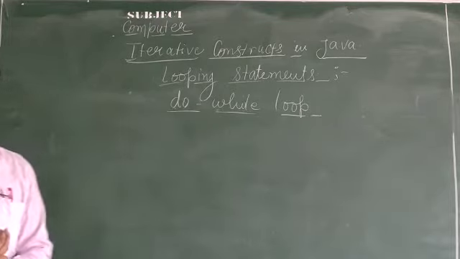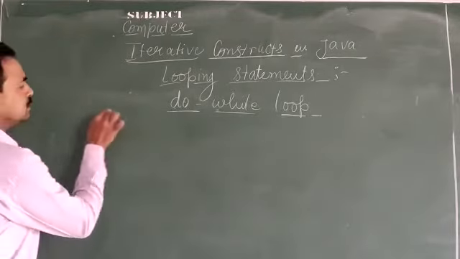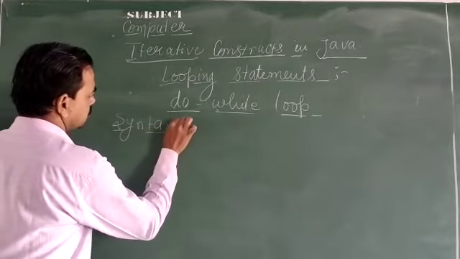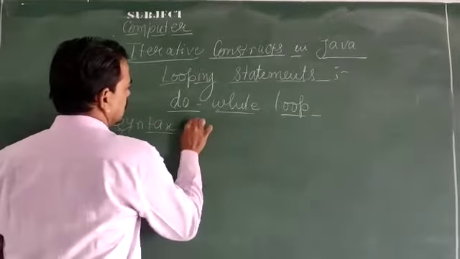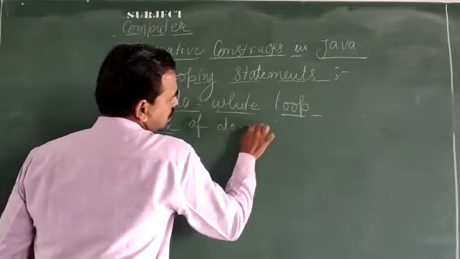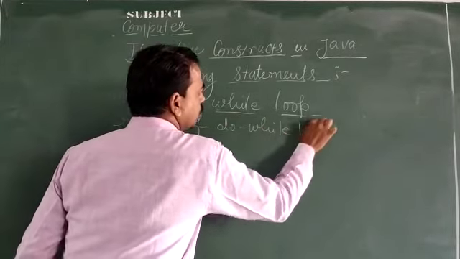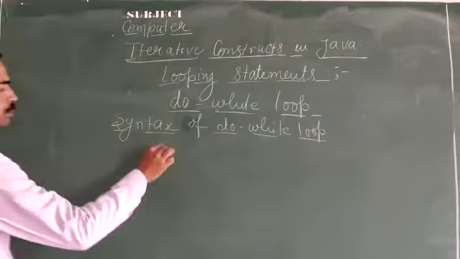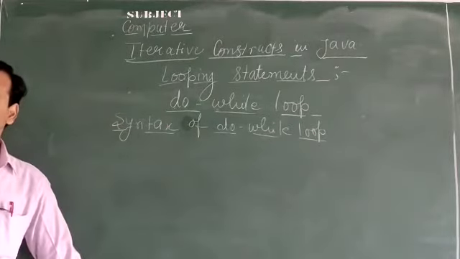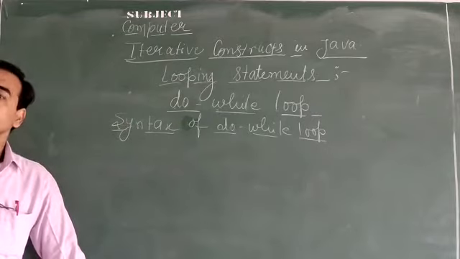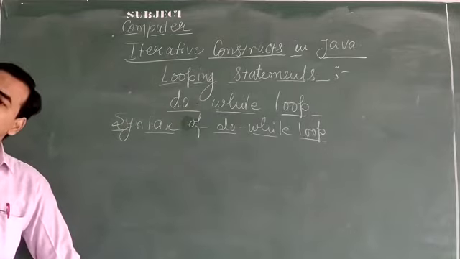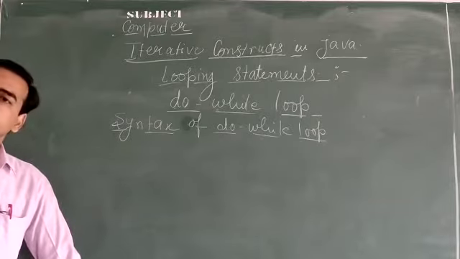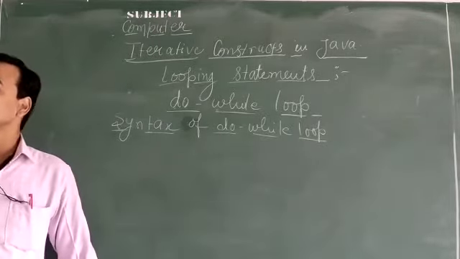Directly see the syntax of do while loop. Look at the board. Like the while loop, the do while loop is also having all three sections in different statements. That means in the do while loop also, all three sections are scattered in different lines.